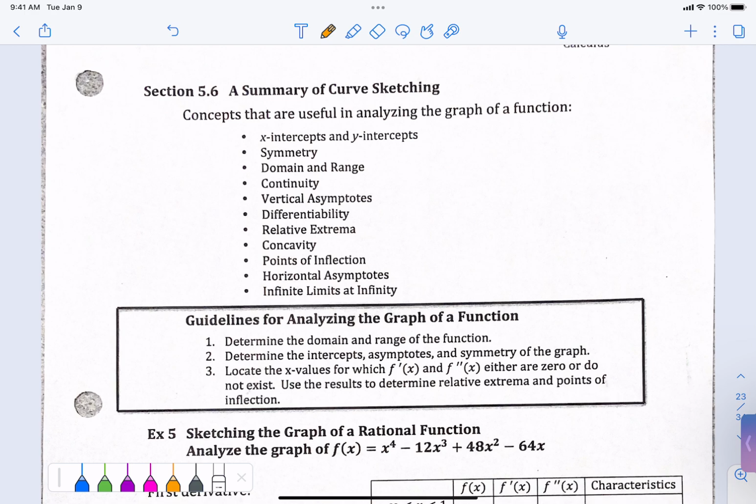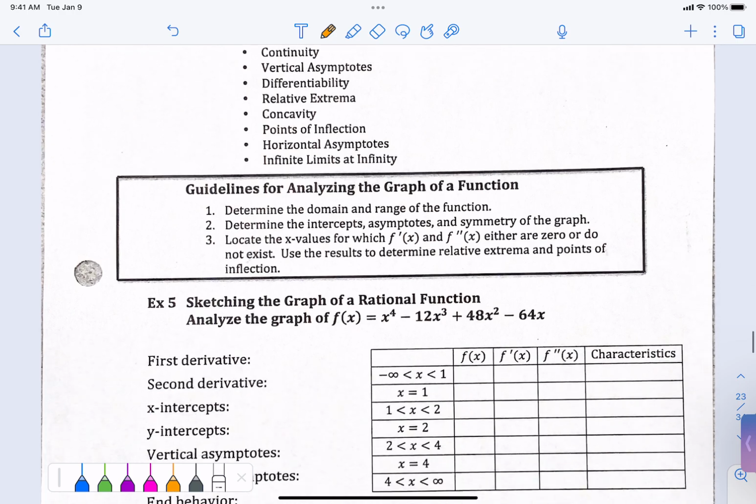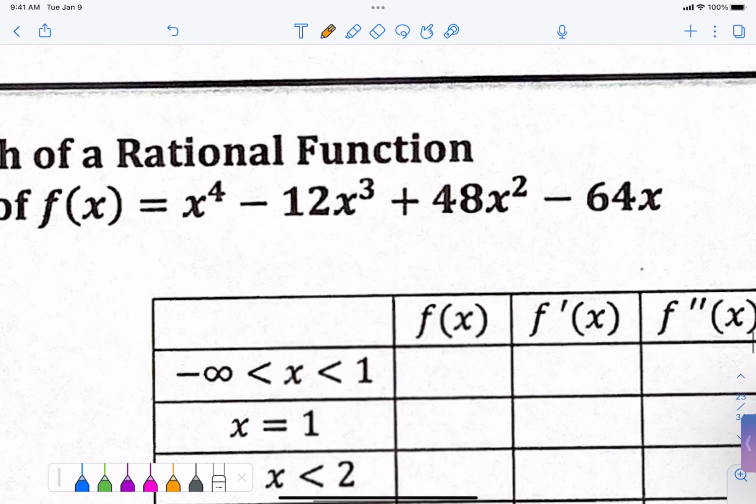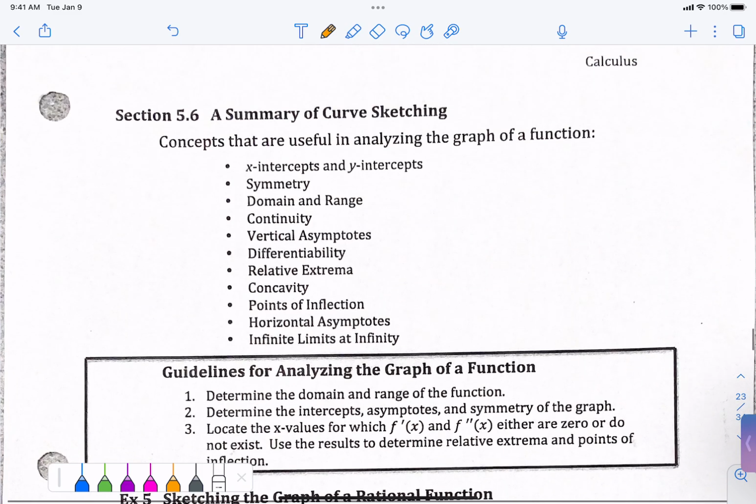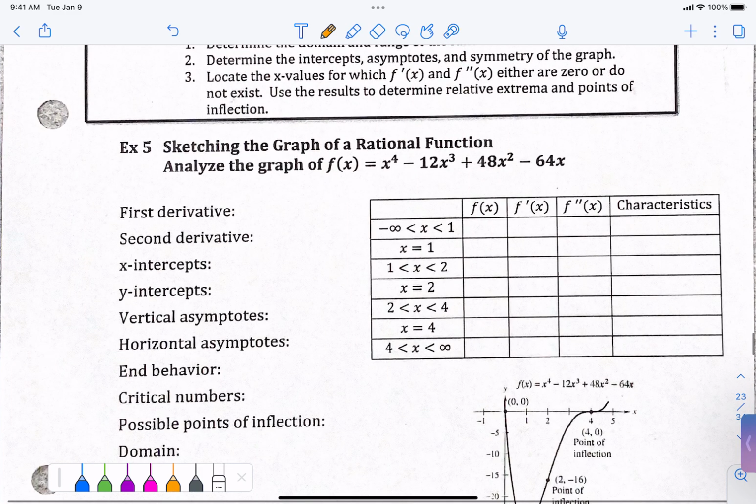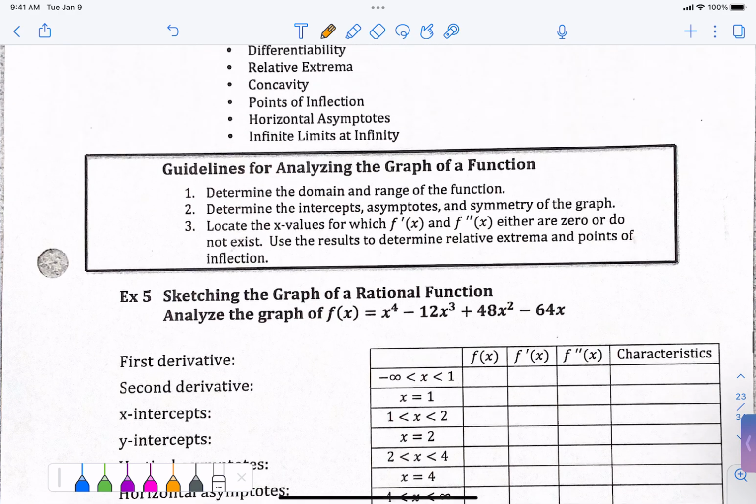Anyway, 5-6. Summary of curve sketching. So when we're graphing functions, you can graph a normal thing by either plotting points or plugging it into your calculator. But we know from the way that math works that the first derivative and second derivative can tell me things about a function, okay? So we're just talking about characteristics of a function.